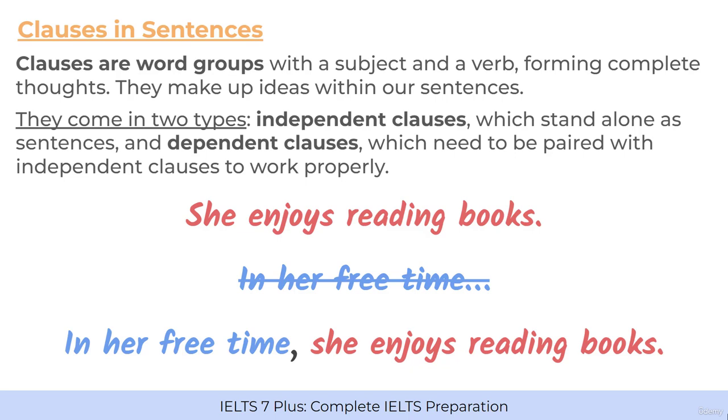So this is actually a complex sentence, and we'll look at more examples of this shortly. In her free time, comma, she enjoys reading books. So this is an example of a complex structure that we could quite easily use within an IELTS letter, maybe informal situation. Okay, so we've taken a look at clauses. We'll come back to them shortly once we look through the 3 sentence types, but it's important to know that clauses are really important within our writing.